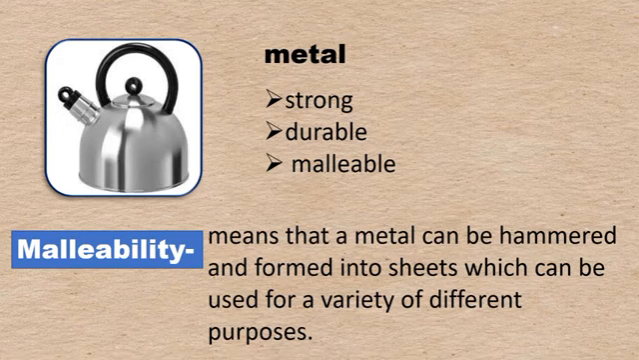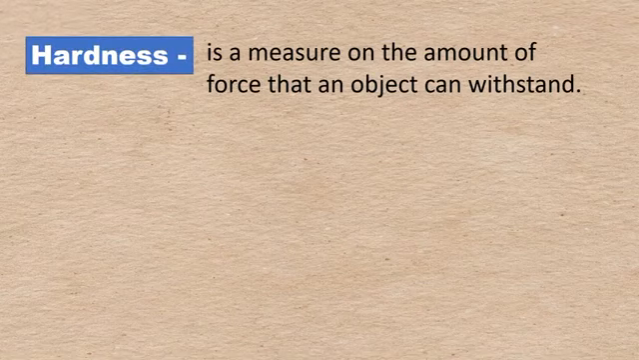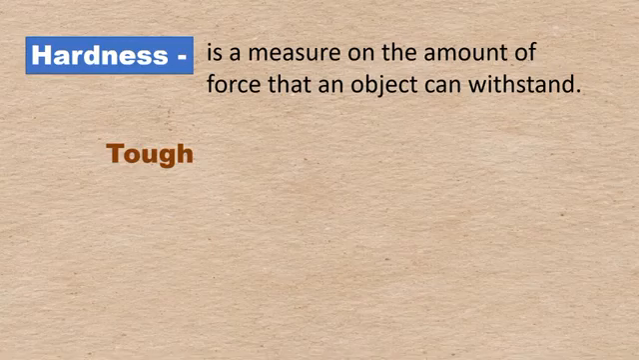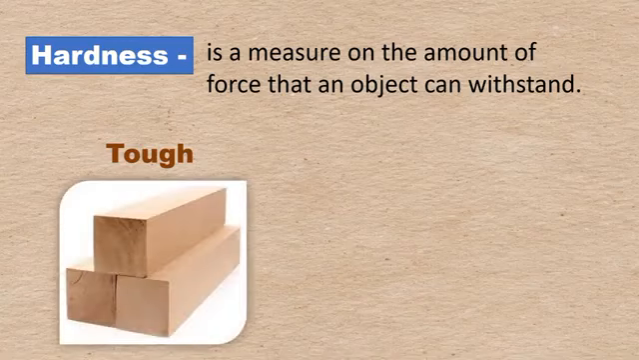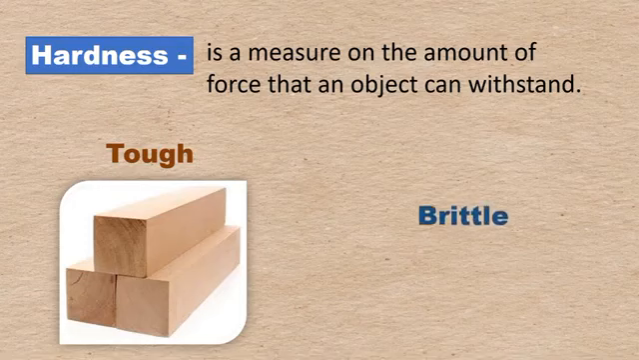The performance of solid materials considers their response to external forces. Hardness is a measure of the amount of force that an object can withstand. Tough materials like a block of wood will not break easily, in contrast to materials that are brittle like eggshells.